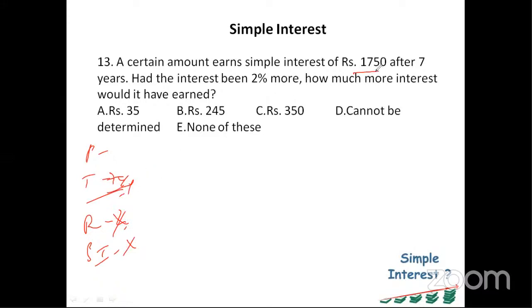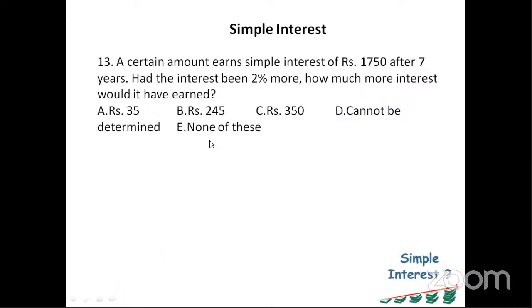Total amount is given. Okay, simple interest is given, 1,750. But to calculate this, we are missing two different things here. To compare with some amount, we don't have any other year. So this question cannot be answered. So D, cannot be determined. So option D we have to go. Data insufficient. The data is not enough for us to solve this problem. Okay. Fine. We'll move to the next one.